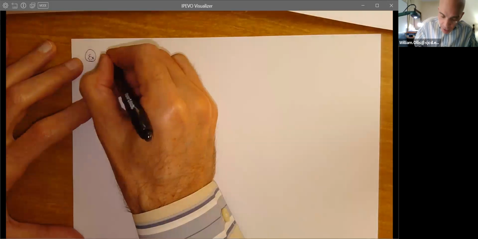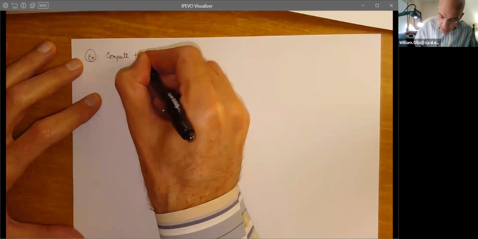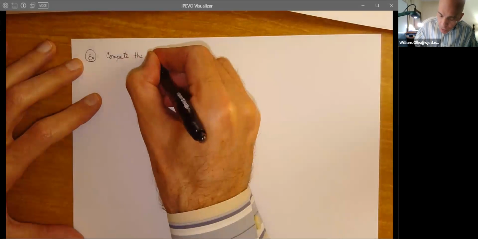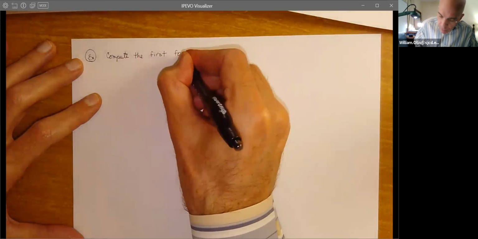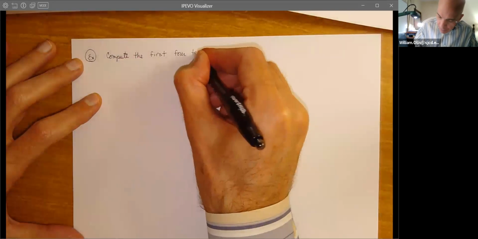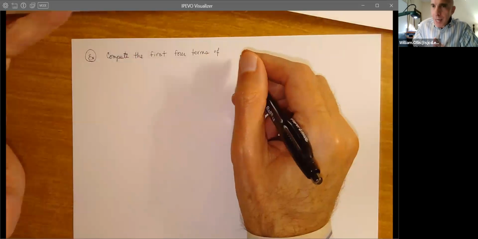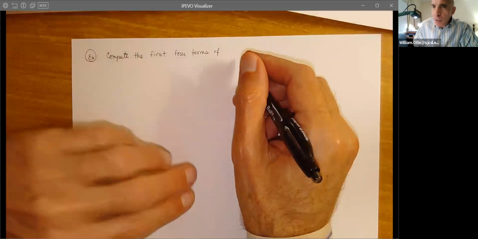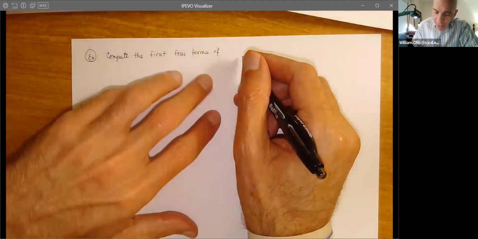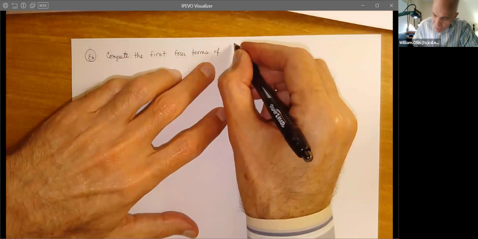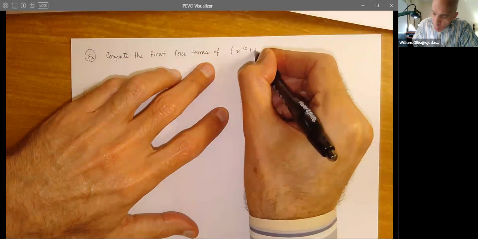Here they say compute the first 4 terms. And we say first 4 terms, we're going to start with k equals 0 and run up to 3. Remember, k starts with 0 with the binomial theorem, the way we're writing it. The first 4 terms of x to the 1/2 plus 1 raised to the 20th.